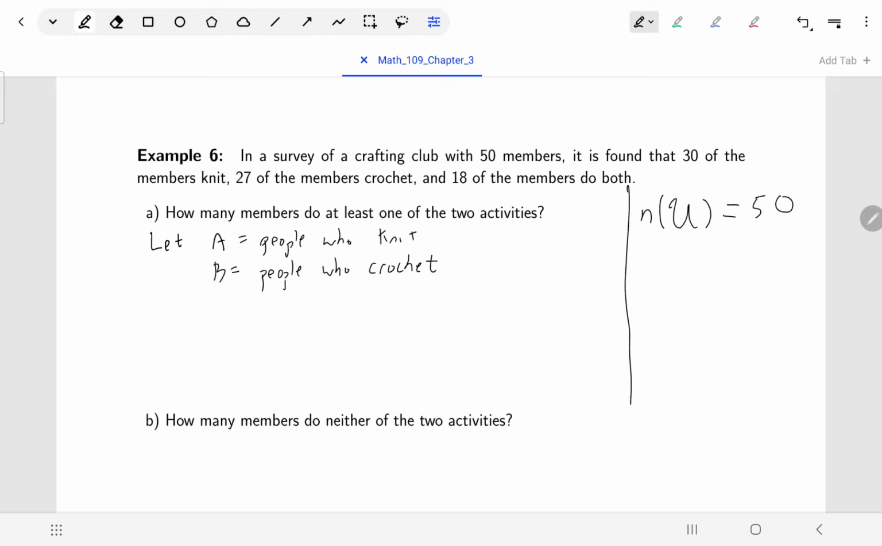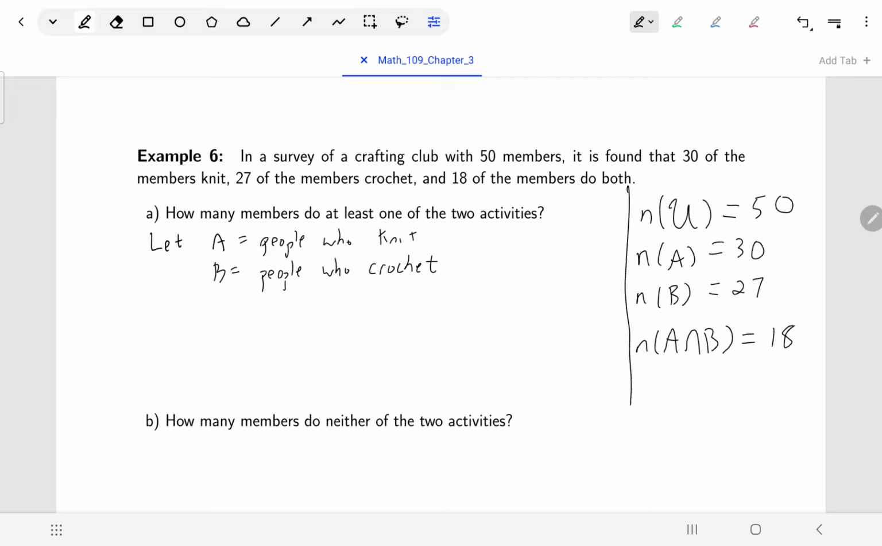And there's 30 of those 50 people knit. So inside of set A, there's 30 people. And inside of set B, there's 27 people. And finally, inside of sets A intersect B, there's 18 people. And I know that because the 18 people are knitting and crocheting. They're doing both activities. So those 18 people are inside of set A, and they're also inside of set B.